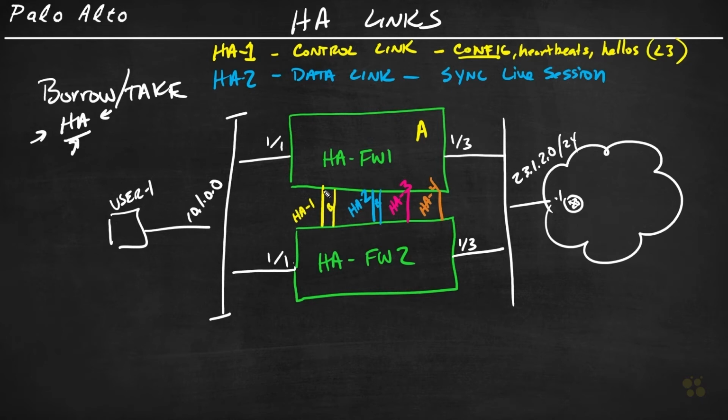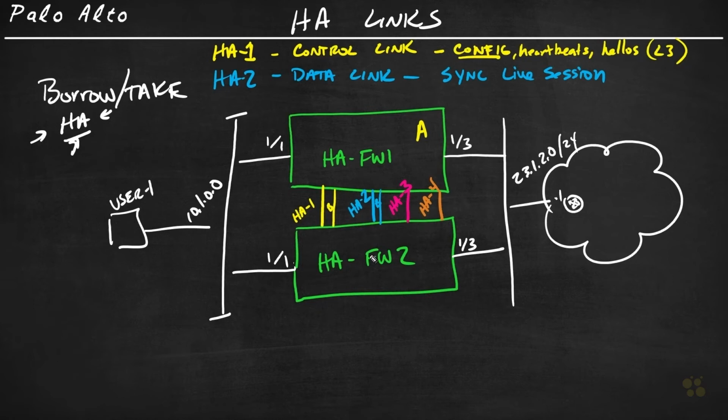And regarding HA1, if we're working with a model of the firewall that doesn't have a dedicated link and we're borrowing interfaces from the data plane, we could also double up on the actual management interface on the Palo Alto firewall and use that for the HA1 in addition to its normal management functions. So that's yet another option if we don't have a dedicated hardware HA1 interface.